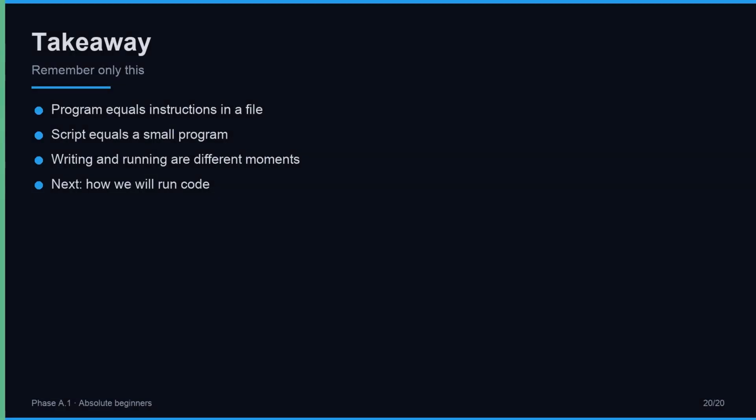The takeaway, pressed into 1 line. A program is instructions written in a file, run by a computer in order. A script is the same idea, just smaller. Remember that writing the file and running it are 2 different moments. You can now answer the question we set out to answer. What is a program or a script? A list of steps, saved in a file, ready to run. In the next lesson we look at how we will run that file later.